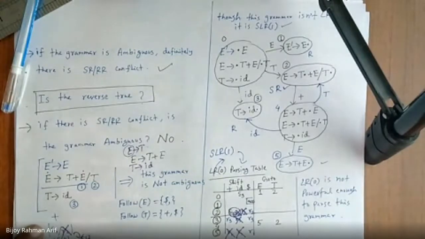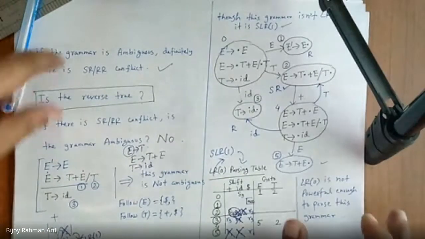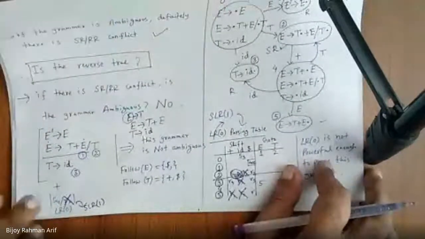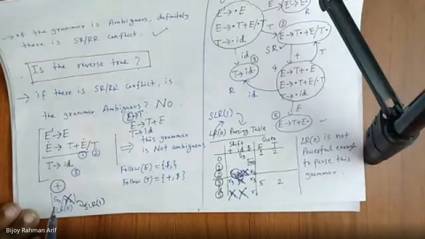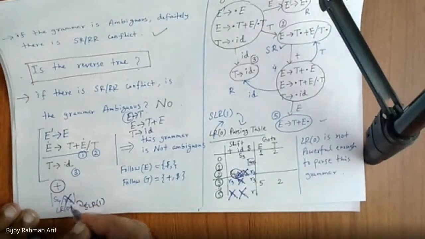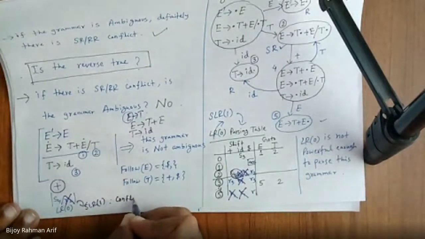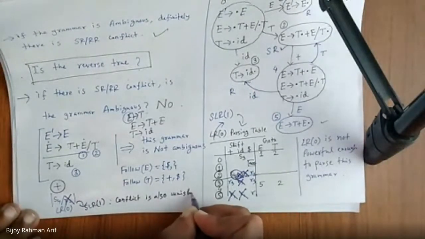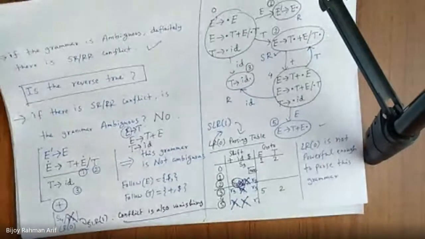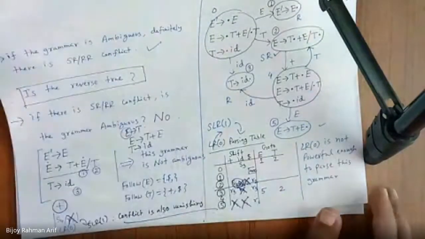In plus, in LR(0), there is a shift-reduce conflict, S4 and R2. But when I go to SLR(1), because of fewer entries, this R2 vanishes, so the conflict also vanishes. That is the magic of SLR(1). Did you get it? Any query?